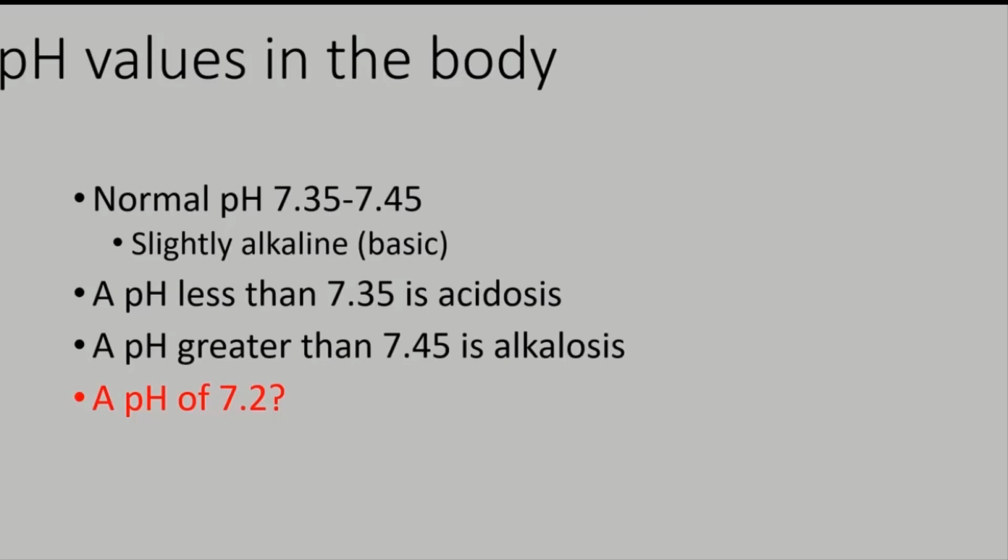But that creates a little bit of a weird issue. For example, let's look at pH 7.2. If we looked at our pH scale, 7.2 is above 7, so it's an alkaline. But it's below 7.35, so that's considered acidosis. Even though in that instance that number is an alkaline, it's considered acidosis because it's too low for our body. So there is a little bit of a weird area there.